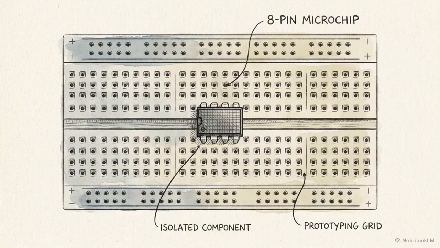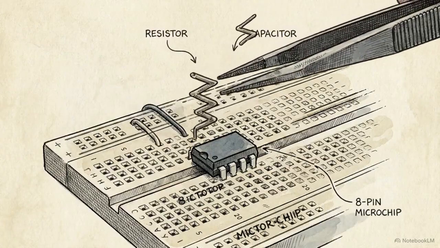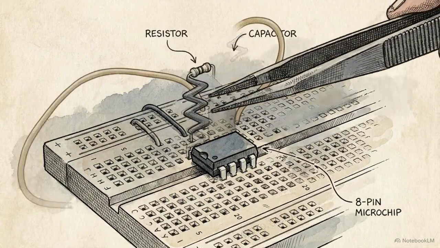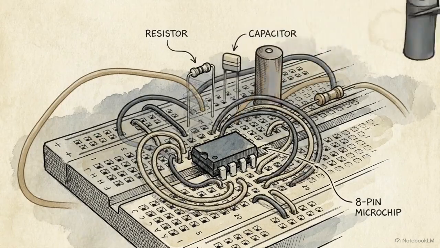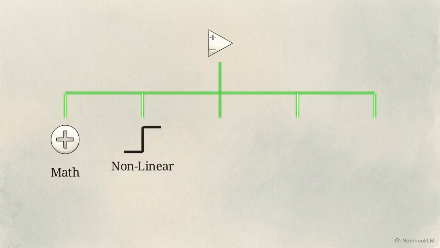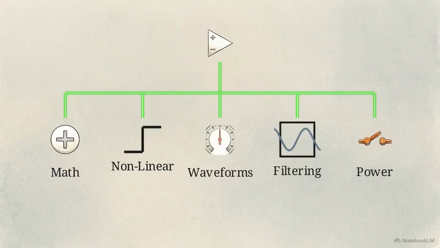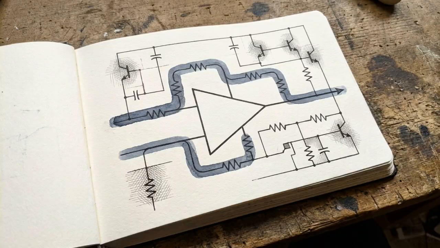Out of the box, its behavior is essentially a blank slate. The exact function of an op-amp is defined entirely by the external components an engineer wires around it. By arranging those components, we can program this chip to operate across 5 distinct domains: mathematical operations, nonlinear conditioning, waveform generation, frequency filtering, and power regulation. Understanding linear integrated circuits, then, means learning how to program this specific differential architecture to execute whatever task the system requires.